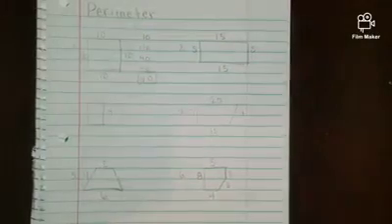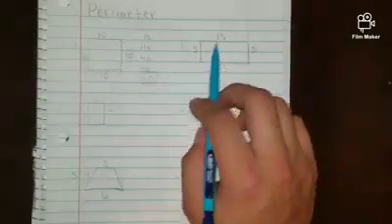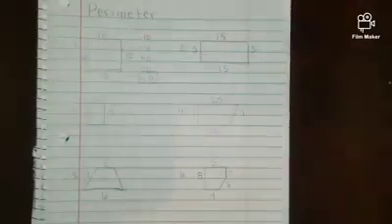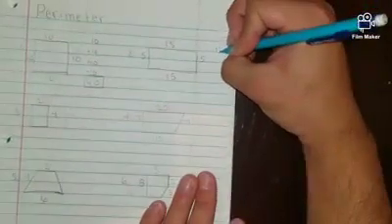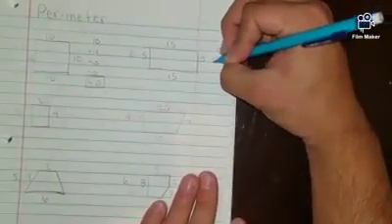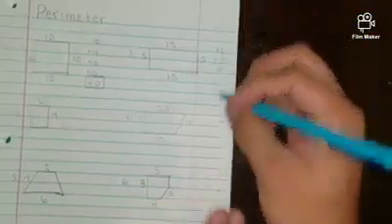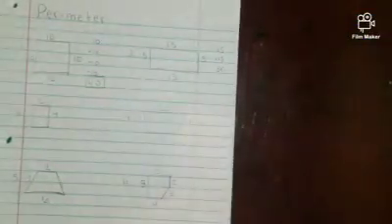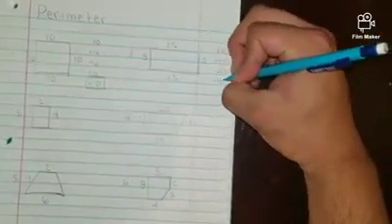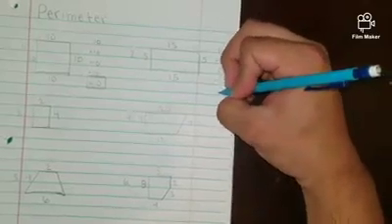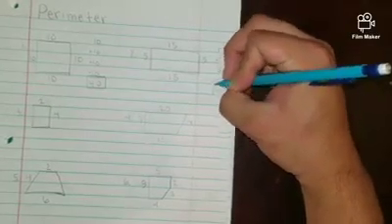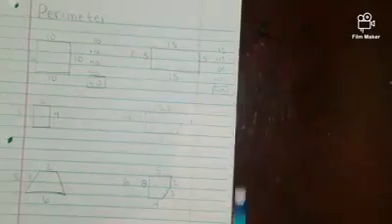For the next one, we have a rectangle with the sides of 5, 15, 5, and 15. What we can do first is add the sides that are the same number together. So we have 15 plus 15, which equals 30, and 5 plus 5, which gives us 10. So we add 10 to 30, and 30 plus 10 gives us 40. And that would be our perimeter.